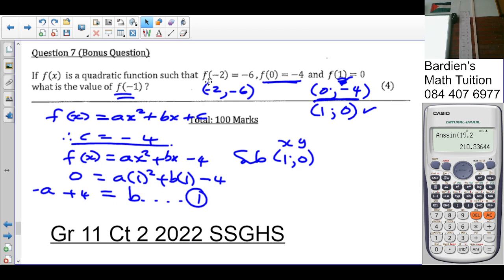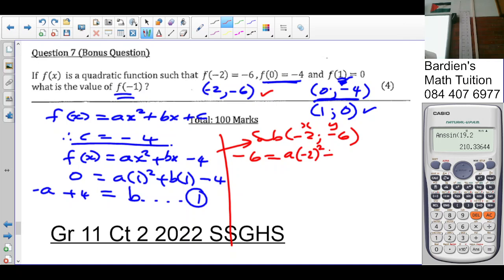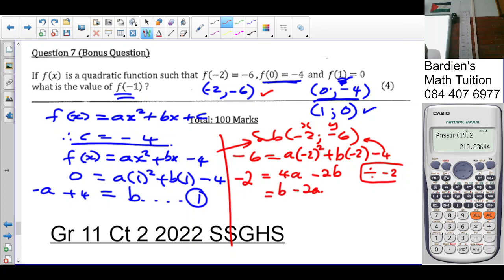On the other hand, we substitute the other point, which is negative 2 and negative 6. That's an x and a y. So negative 6 is equal to a times negative 2 squared plus b times negative 2 minus 4. We take it over the equal sign, it becomes negative 2 is equal to 4a minus 2b. I divide by negative 2. So you have b minus 2a is equal to 1, and this is equation 2.